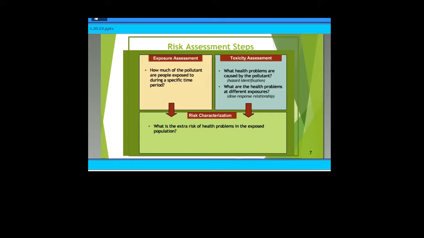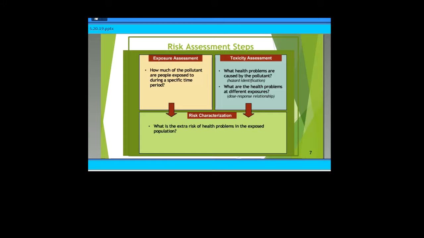And the questions we ask on the toxicity side is, what health problems can the pollutant cause? What health problems can it cause? And then what are the health problems at different exposures? How toxic is it to us? And that's a numerical understanding. And then in the risk characterization, we want to know what's the extra risk of health problems in the exposed population over the period of time that we're interested in. So that's how we plan it.